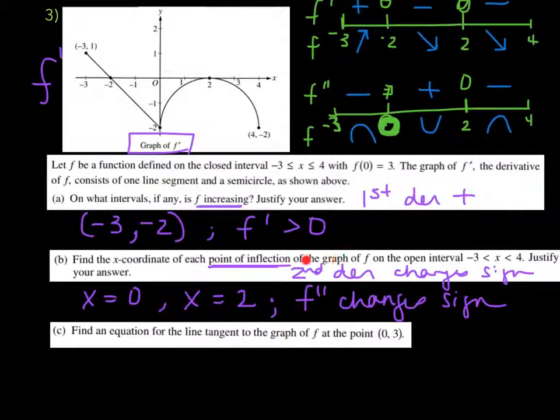Okay, the second question asked for the points of inflection. Okay, points of inflection I know. I just kind of made a note to myself. I'm looking for the second derivative to change sign. So I'm looking at my second derivative sign chart and it changes sign at x equals 0 and x equals 2.